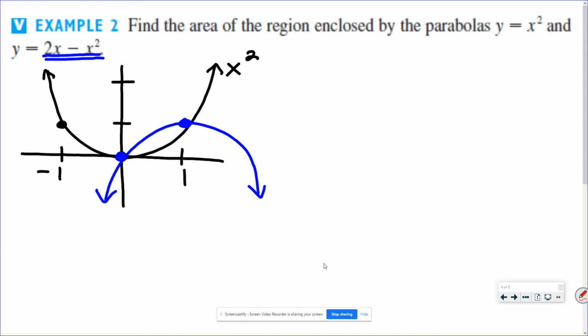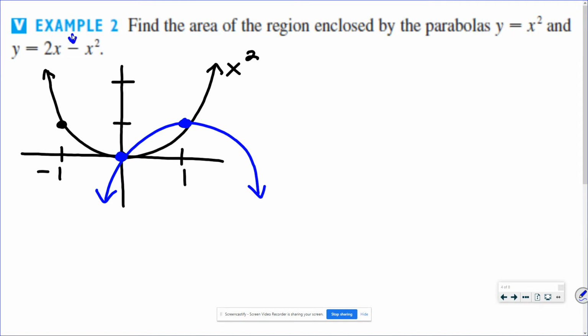For this question, it says, find the area of the region enclosed by the parabolas y equals x squared and y equals 2x minus x squared. I want to start with the fact that the graphs will not be given in a question like this. So I went ahead and drew x squared, and I made a very rough sketch of what I think 2x minus x squared looks like as a graph. I just want to clarify, I don't know exactly what this 2x minus x squared looks like.